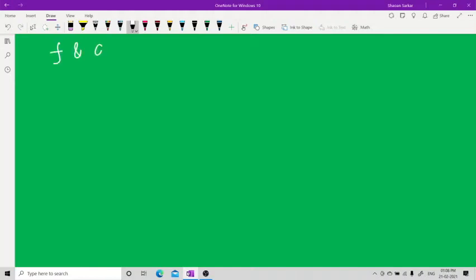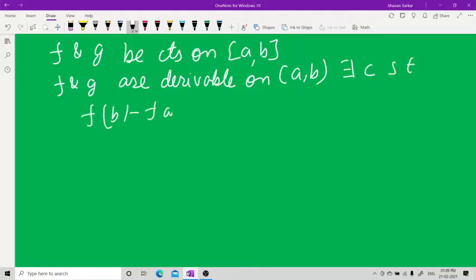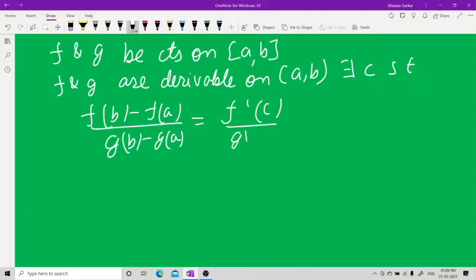Let f and g be continuous on [a, b], and f and g are derivable on the open interval (a, b), and there exists a c such that (f(b) minus f(a)) upon (g(b) minus g(a)) is equal to f dash c upon g dash c.